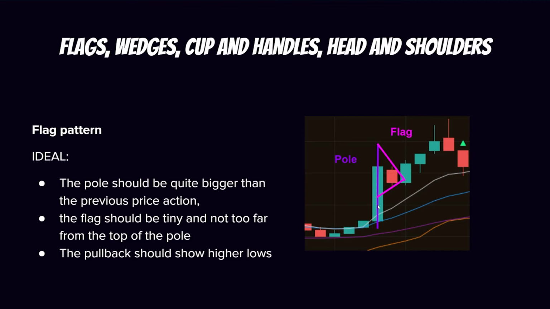The pullback, which is formed by only this candle in this case, should ideally show higher lows. So if you get more candles, like let's say this candle here is smaller and doesn't go over the high of this one, it would still be part of the flag pattern. The ideal thing is that this low here is lower than this low here.